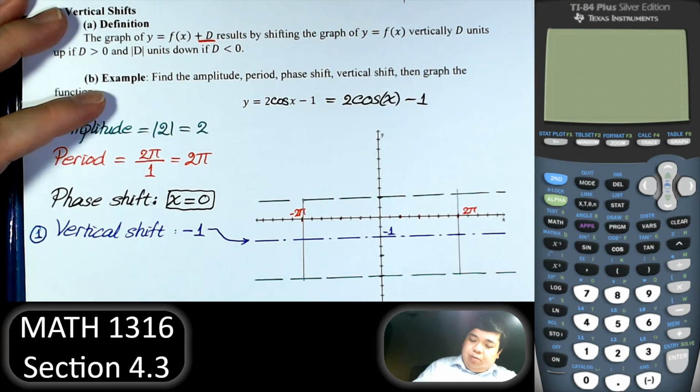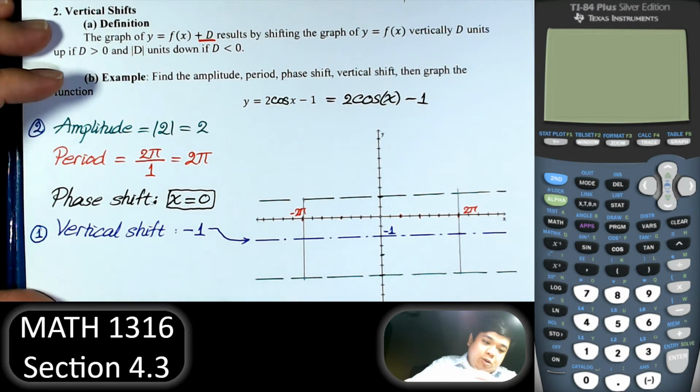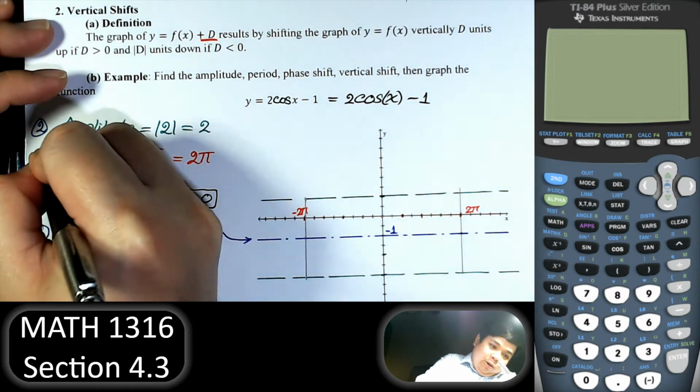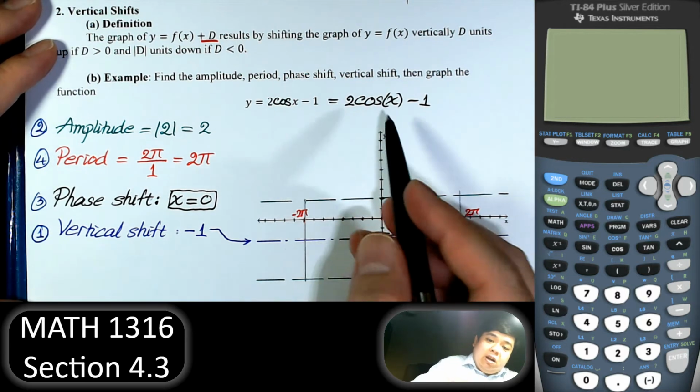So since we order them, there will be 3 and then 4. So this is the order of the graph: vertical shift first, amplitude, phase shift, period. That's what we graph. And then finally the pattern of cosine.